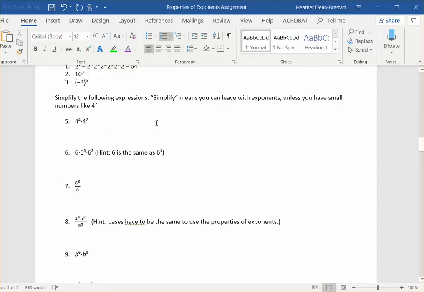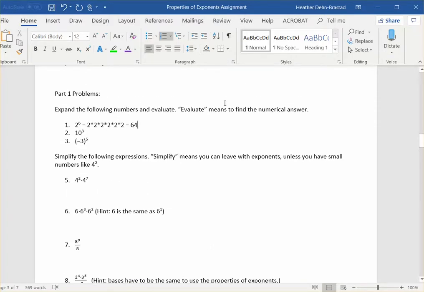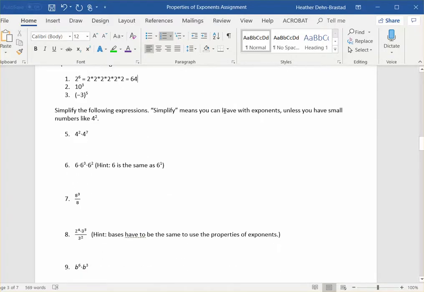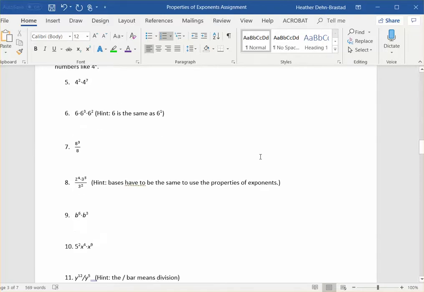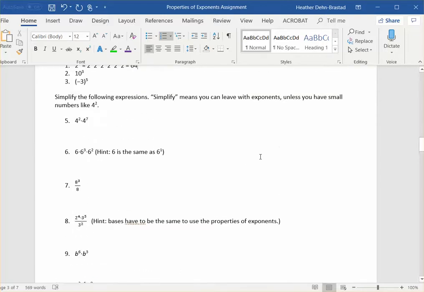So in these problems, we're not going to evaluate, we're not going to find the answer, we're going to just simplify them by writing with an exponent. So we're going to use the properties that we learned above and write these with an exponent. Let's look at number 6. It says 6 times 6 to the third power times 6 to the second power.